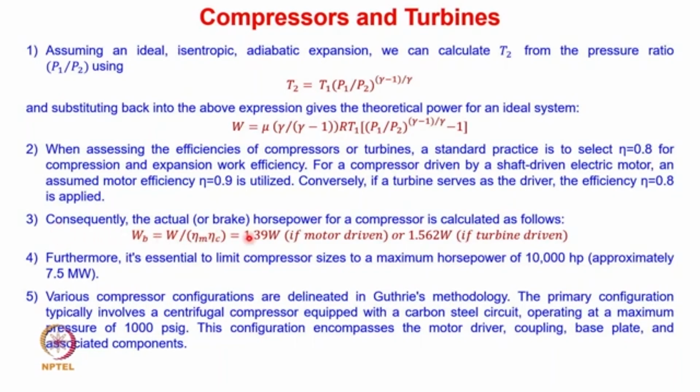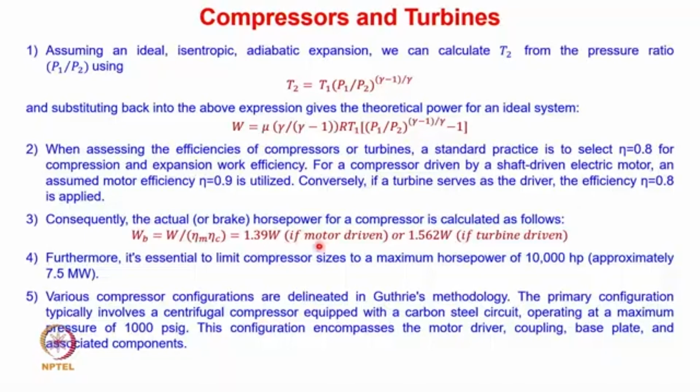Consequently, the actual horsepower for the compressor is calculated by using this equation. Once we get the theoretical power required W, we calculate the actual horsepower as W divided by eta_m and eta_c, where eta_m is the motor efficiency and eta_c is the compressor efficiency. If you take that into account, we can calculate how much horsepower is required. We need to calculate how much horsepower is required for a particular compressor, because then we can buy the compressor with that specification from the market.